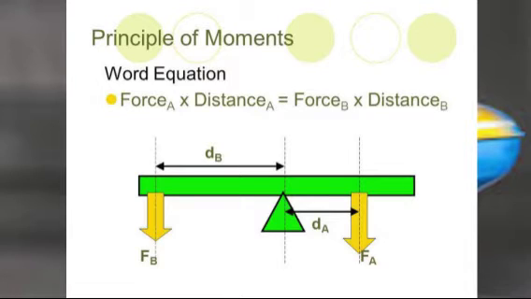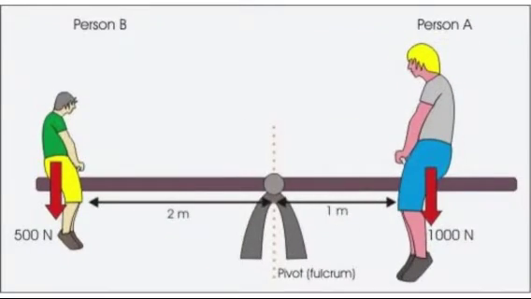Remember, we said moment is represented mathematically as the force times the perpendicular distance. Hence, you have that force A times perpendicular distance A, which is from the line of action of the force to the pivot, is equal to force B times perpendicular distance B. That means that force B and distance B is the moment at point B, and force A and distance A is the moment at point A. So for the principle of moment to be obeyed, for an object to be in equilibrium, the anticlockwise moment must be equal to the clockwise moment acting on the object.